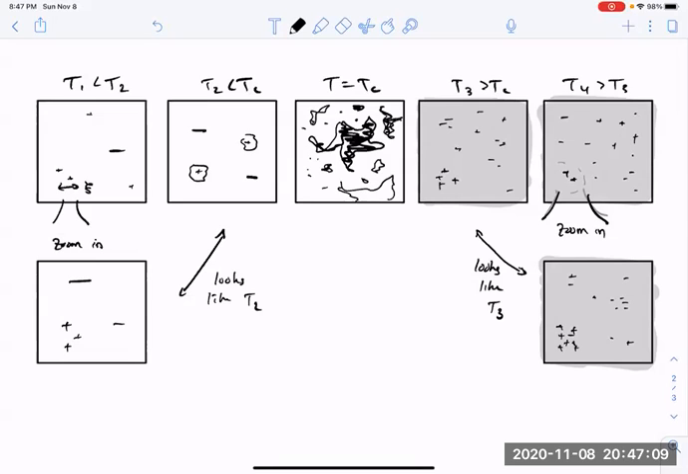This is to be contrasted with what I would see if I took the system at the critical point, zoomed in or out: I would find that the system looks the same.